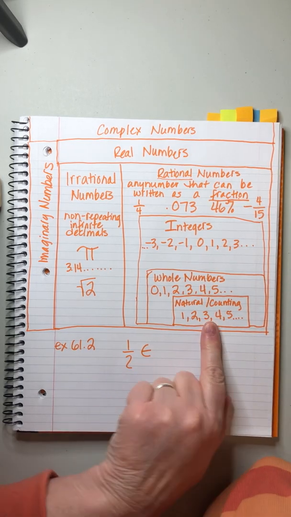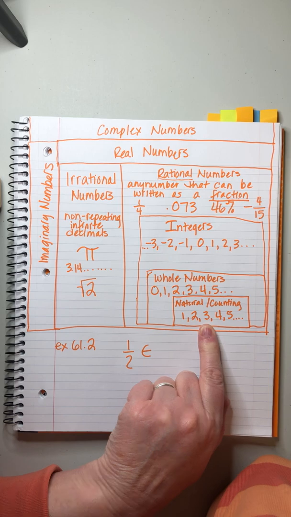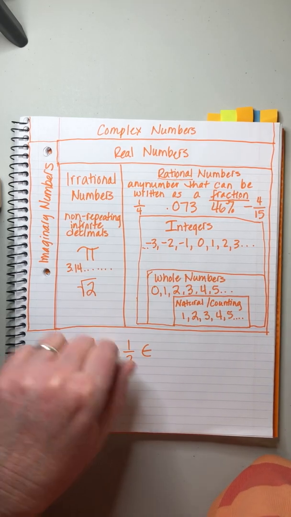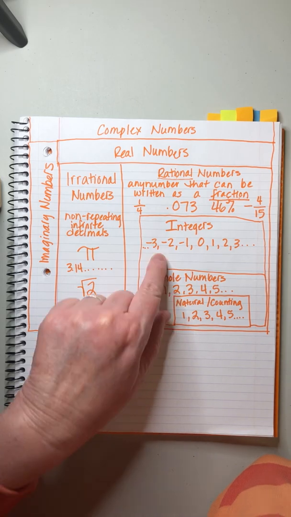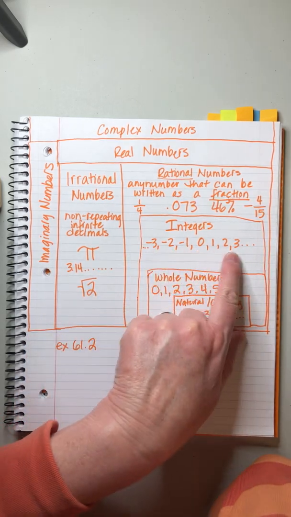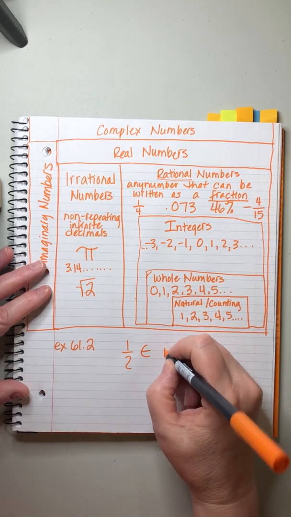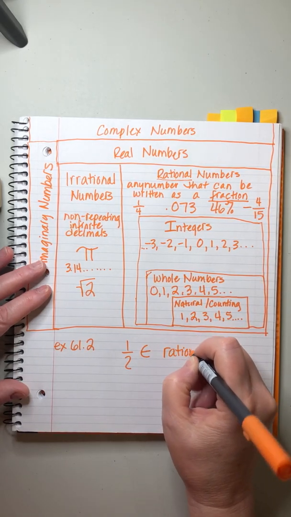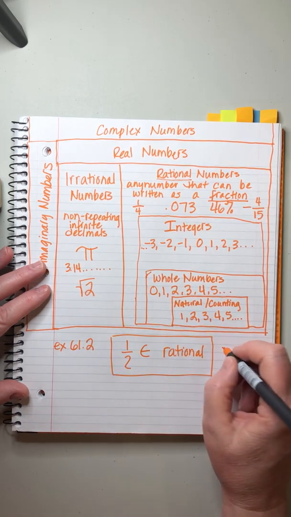Okay, 1/2 is an element of which subsets of the real numbers? Is it a natural or counting number? Well, no, because hopefully you don't have a half toe. I mean, you could, but it's not a natural number. It's not a whole number. It's not even an integer, because integers don't have any fractions. It's all the way up here. It is an element of the rational set. So that's our answer right there.